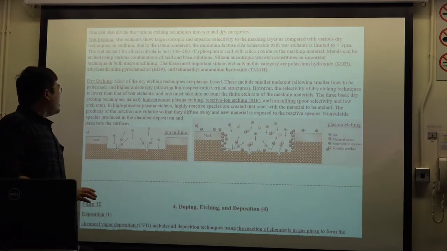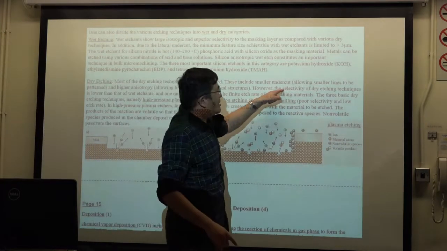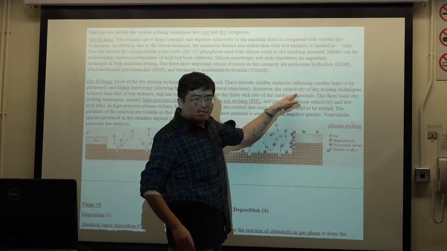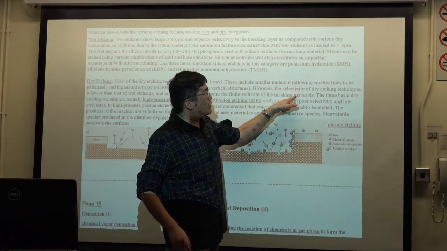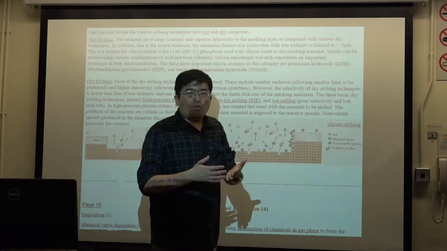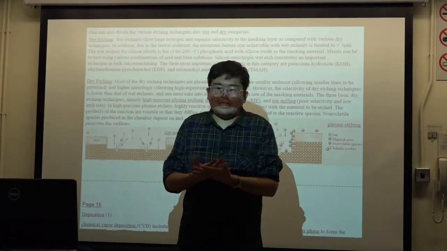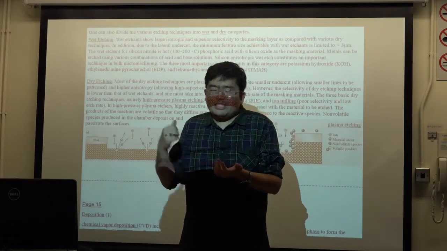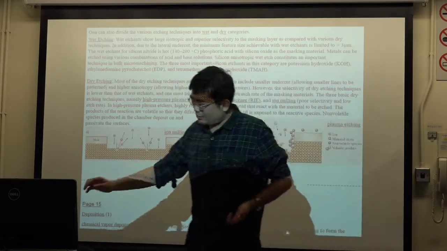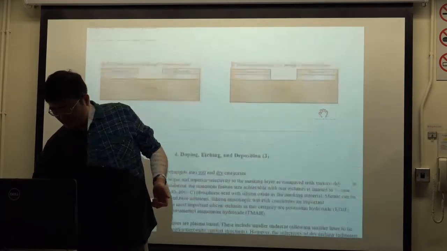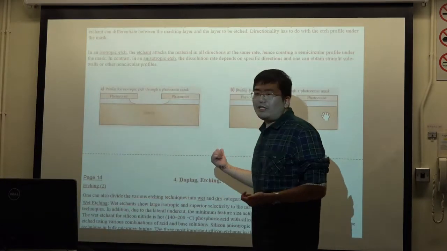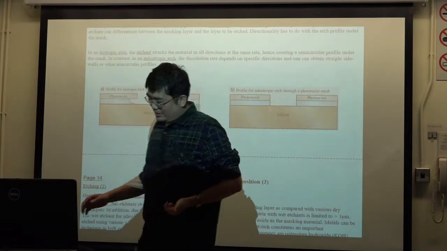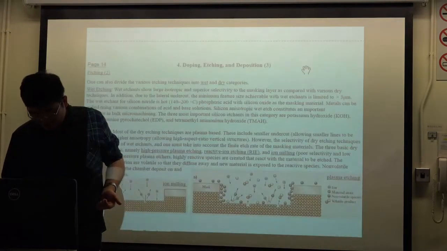But for dry etch, the problem is selectivity, which is worse than wet etch. Wet etch has good selectivity but is isotropic. Dry etch is anisotropic, something like this. They can achieve very good pattern, but the selectivity is not good. This we call dry etch.